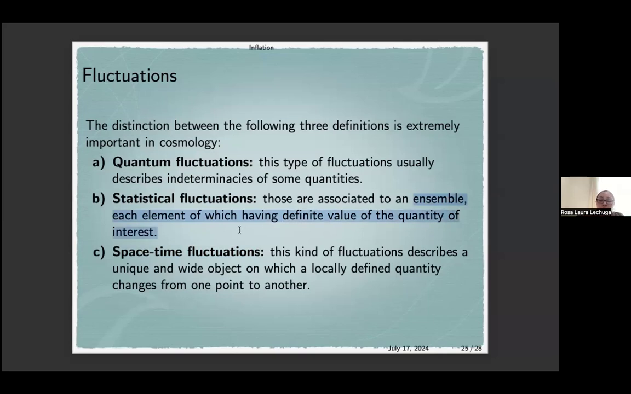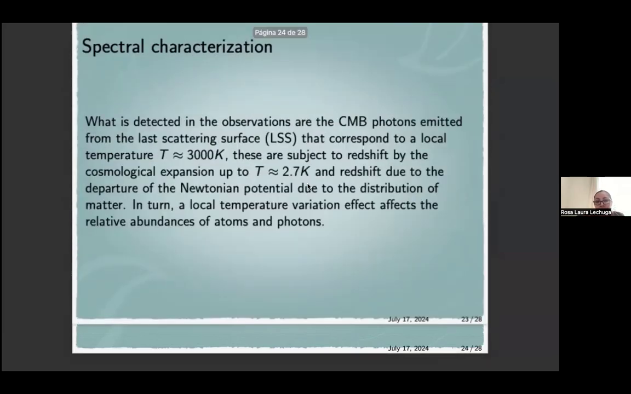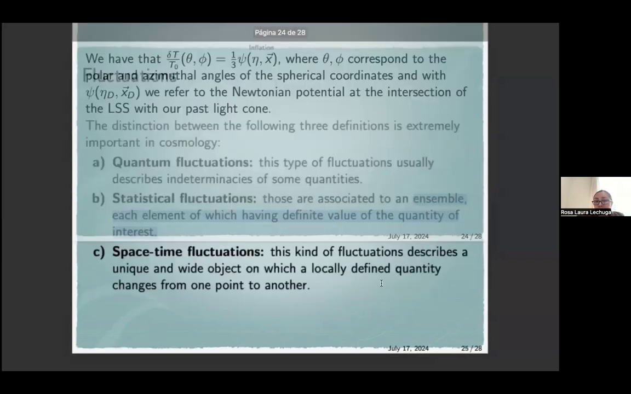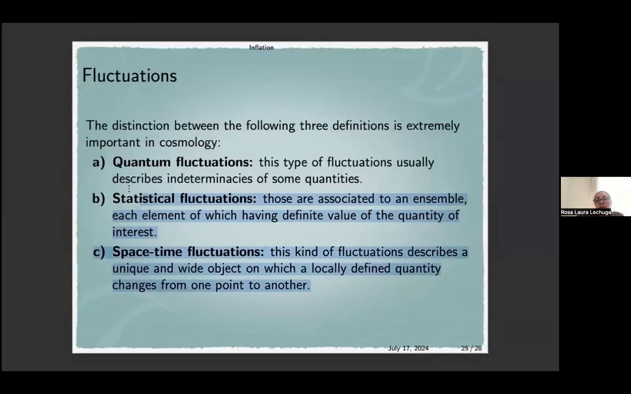In the case of cosmology, people thought of a collection of universes, but you know, it's only an idea, it's a hypothesis to work with this assumption, but in practice, we only have access to one universe in the case of the data that we have. And those are the fluctuations related with the Harrison-Zeldovich spectrum.